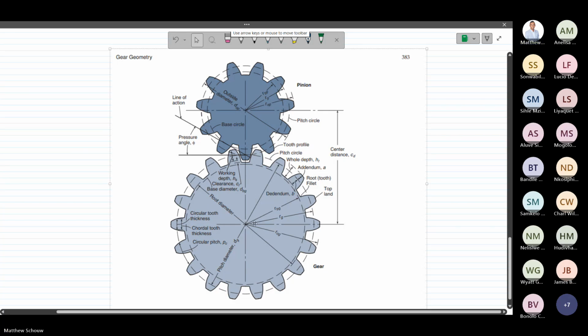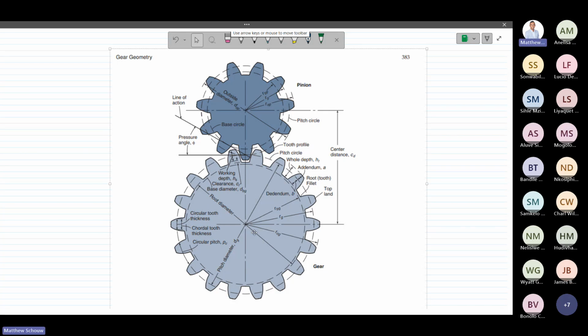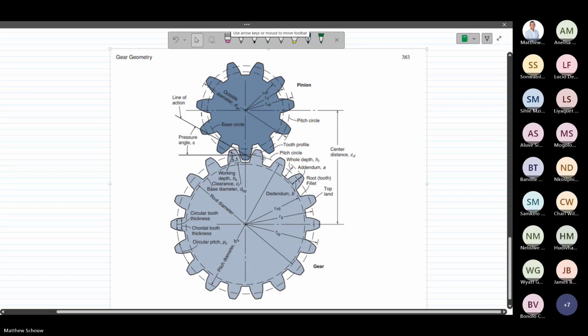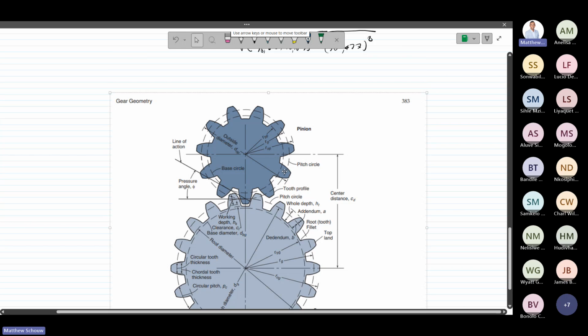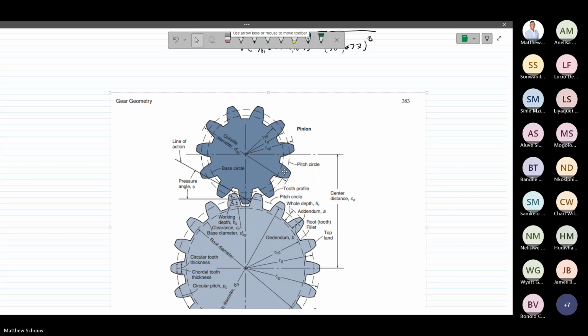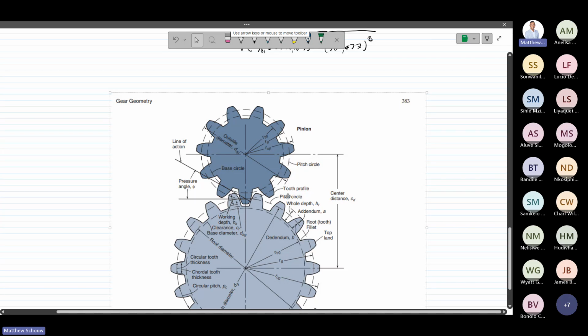I think I should send this one. And what is the contact ratio here? How many teeth are in contact here? Who can tell me? Who pairs of teeth? I'm gonna share this one with you guys.